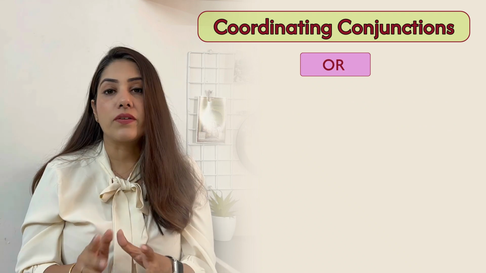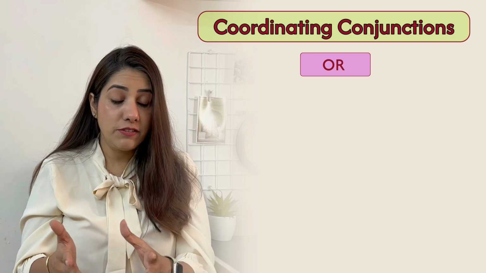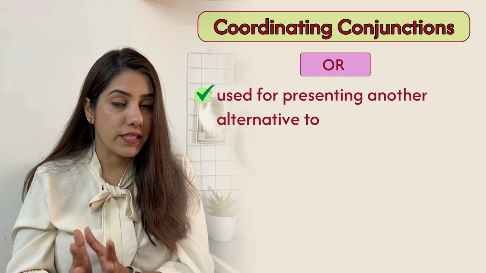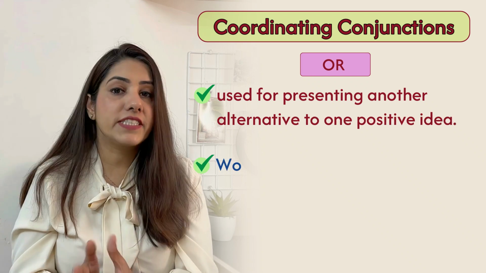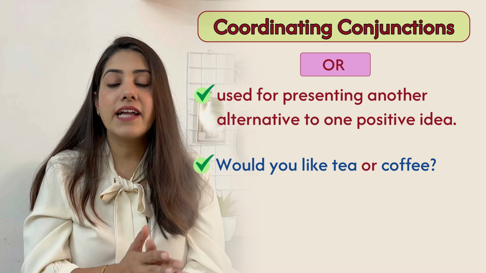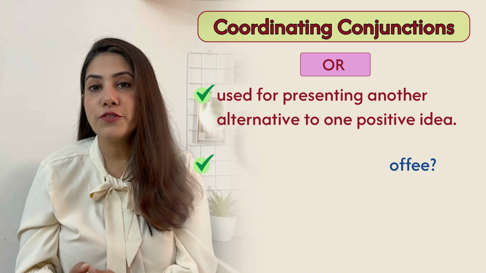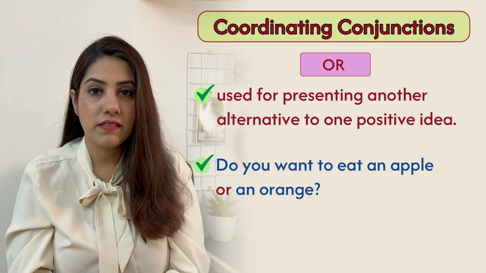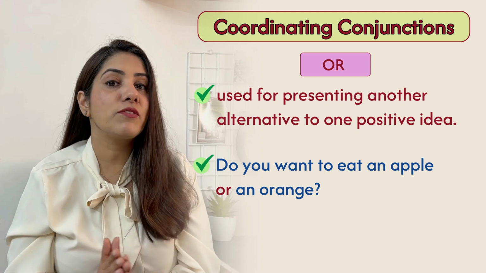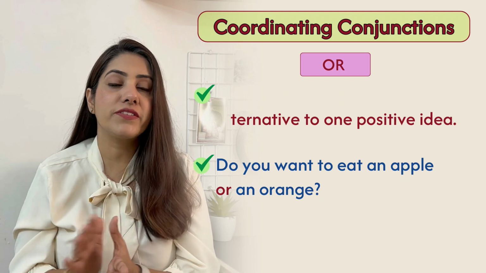Coming to or. Now whenever there is a positive idea presented and you want to present an alternative to that idea, you can use the conjunction or. Would you like tea or coffee? One idea is presented, would you like tea? And another alternative is presented, coffee. Would you like tea or coffee? Do you want to eat an apple or orange? So here one idea is presented, apple, and an alternative is presented, orange. Do you want an apple or orange?